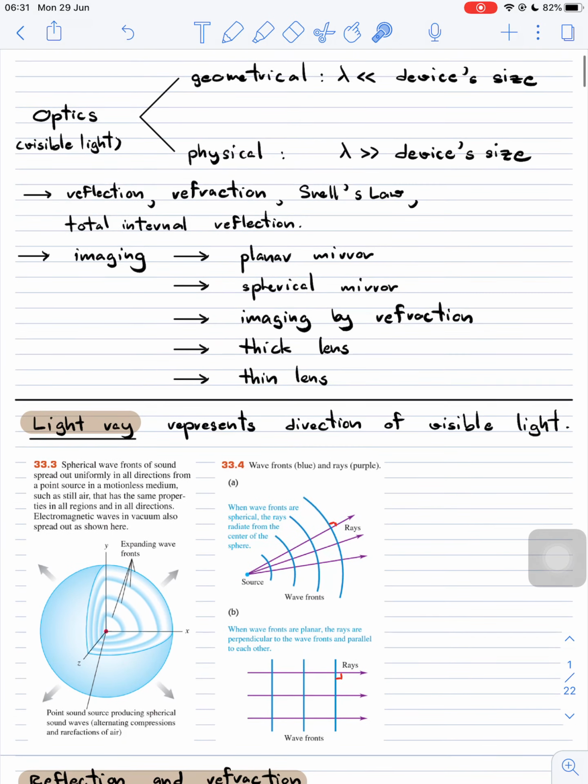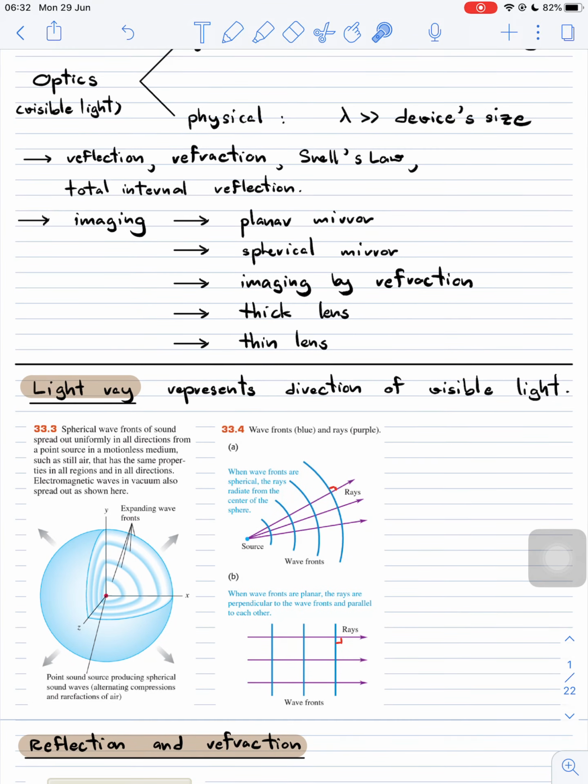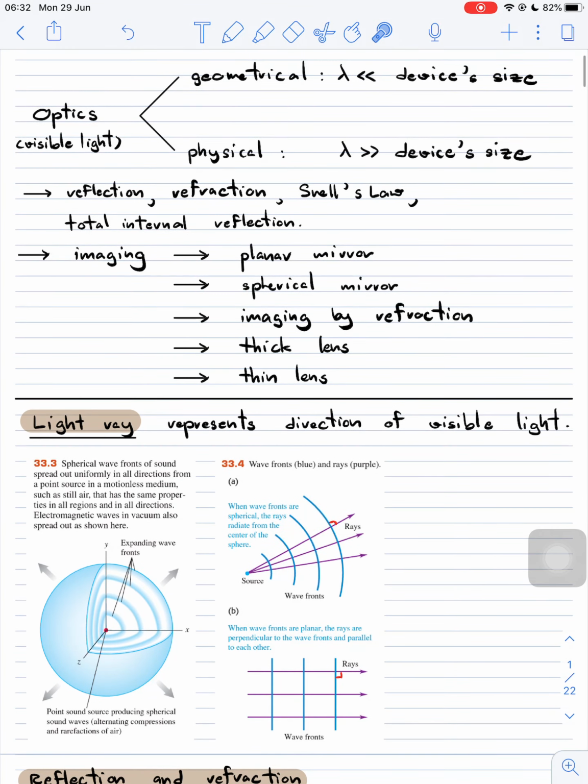On the other hand, for physical optics, the wavelength of the visible light must be greater than the size of the device. We are going to talk about the properties of physical optics later in the next chapter. But in this chapter, we just want to talk about geometrical optics.